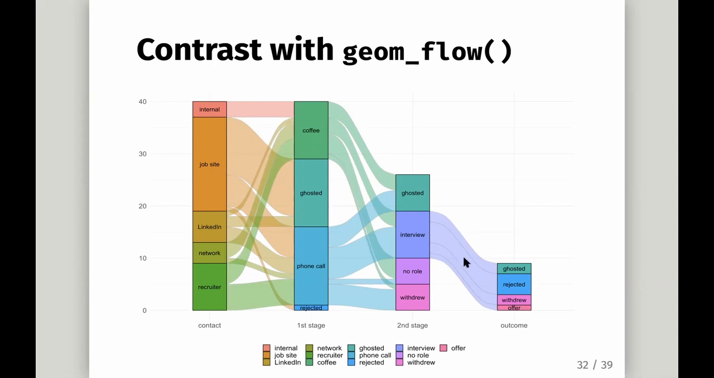We can't follow all the way across, but we see all the coffee was kind of split up into ghosted, interview, no role, and withdrew. And phone call got most of the phone calls, the largest bulk went to interview, but then a good bulk also went to ghosted or withdrew. Not many, so we can see that flow from each of the axes, but we don't see the flow across the entire graph. So just a contrast there.